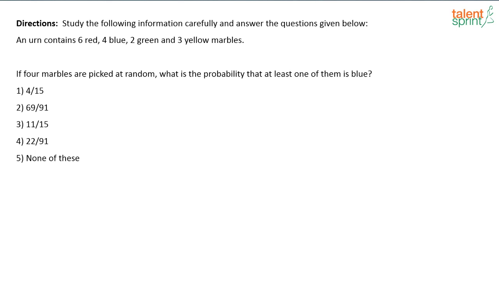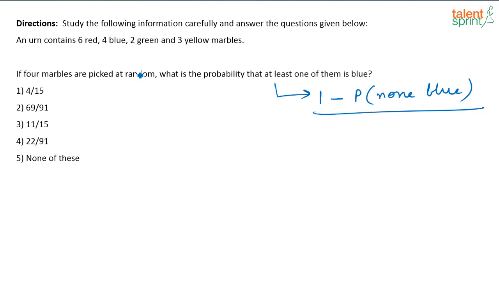So how will you do it? What is the probability that at least one is blue? It is nothing but 1 minus the probability that none of it is blue, right? If you solve this, you will get the probability that at least one of them is blue. So what is the probability that none of them is blue?